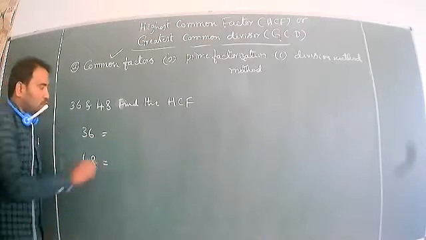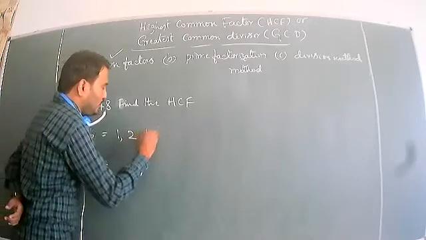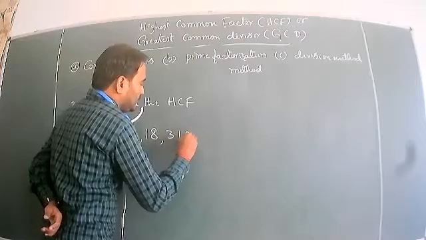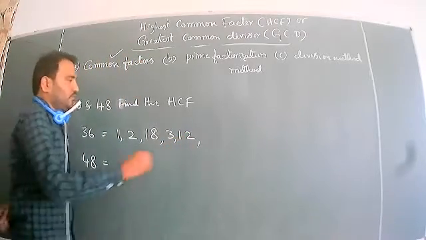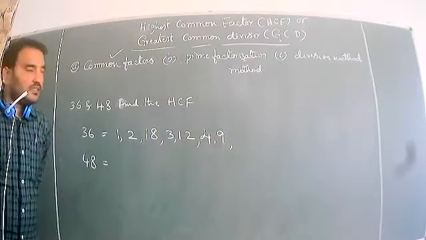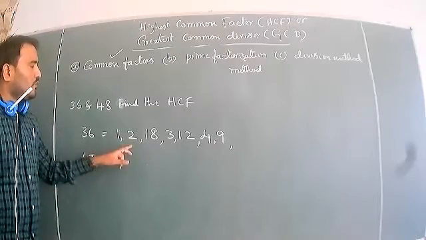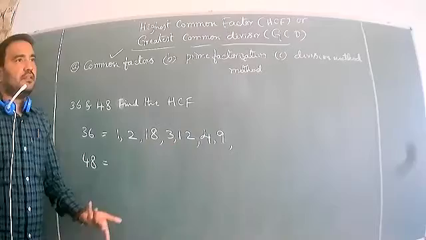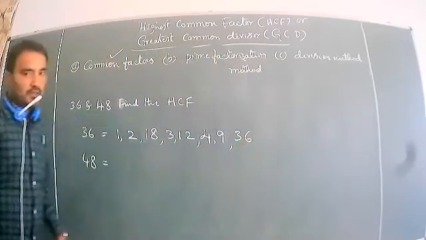Okay, 1 can divide it. 2, how much for 36? 2 times 18 is 36. Next 3, yes, 3 times 12. Is it right? Next one, 4, yes, 4 times 9. So 2, 3, 12, 4, 9. It is enough. So 36 only. It is the number itself.